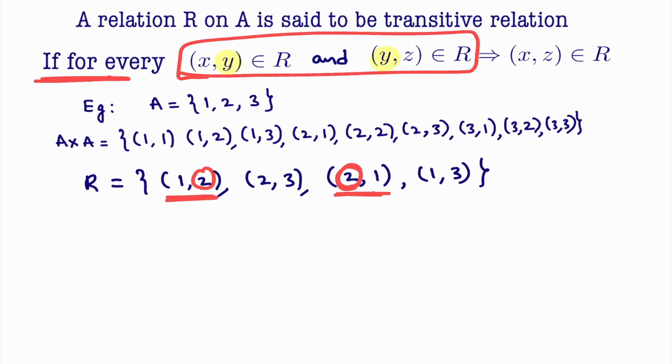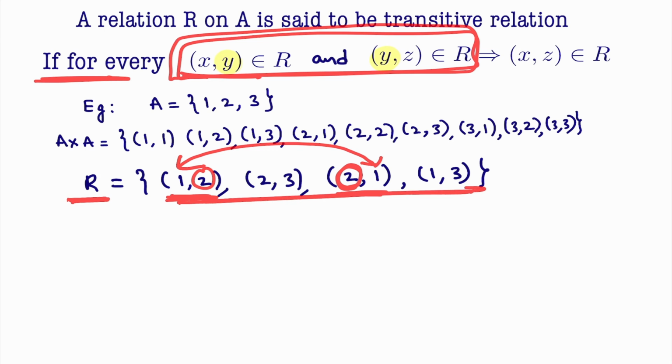For every such ordered pair, you need to check. Okay, (1, 2), (2, 1). In this case, what is (x, z)? (x, z) is (1, 1). Is (1, 1) there in this relation? No, (1, 1) is not there in this relation. So because of this example, you can say that this relation is not transitive.